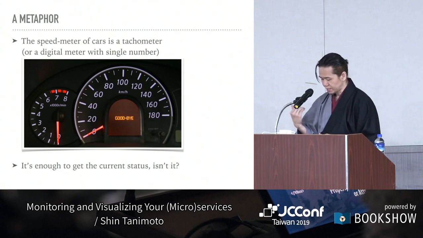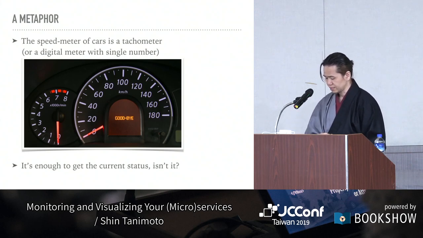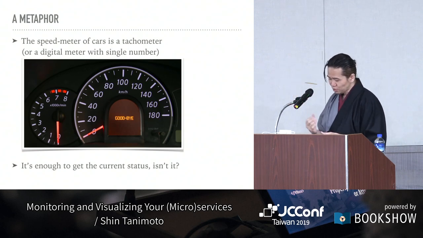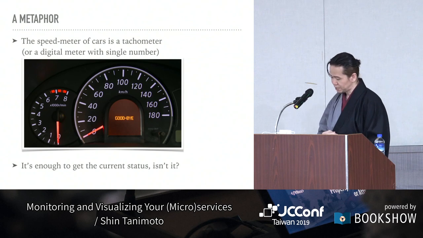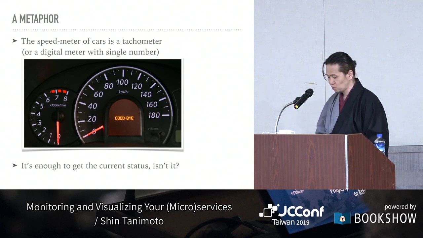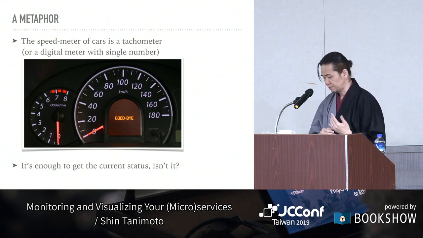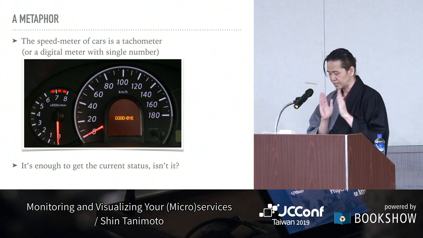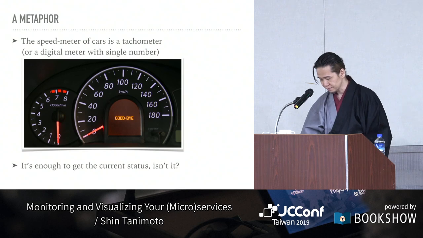So what if this meter of the car is a time series line chart? That could be useful for the analysis phase, but the drivers don't need to know how fast their car was 5 minutes ago. So the driver should focus on the current speed.